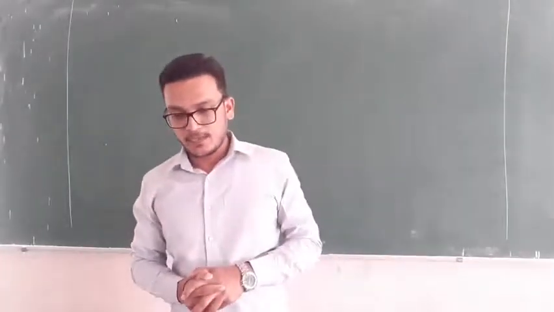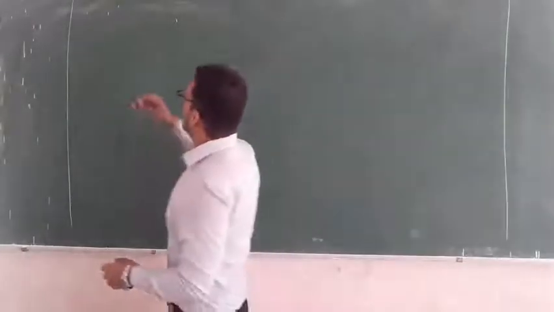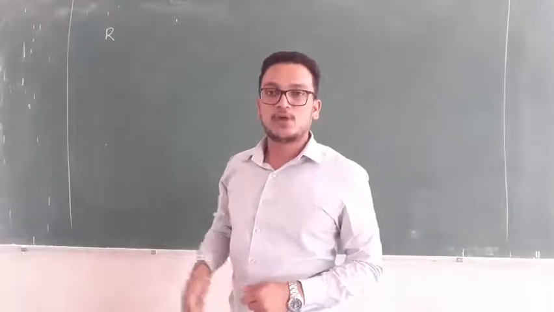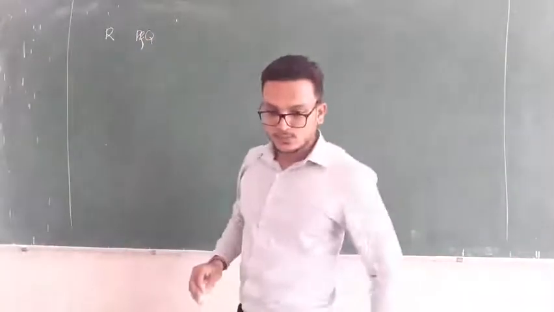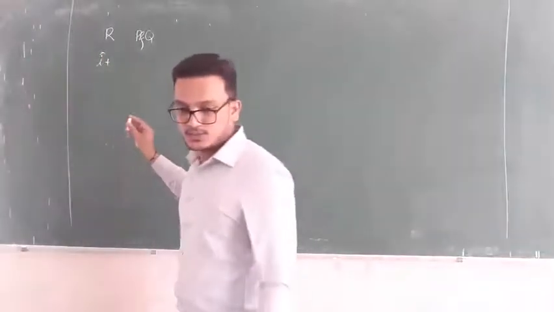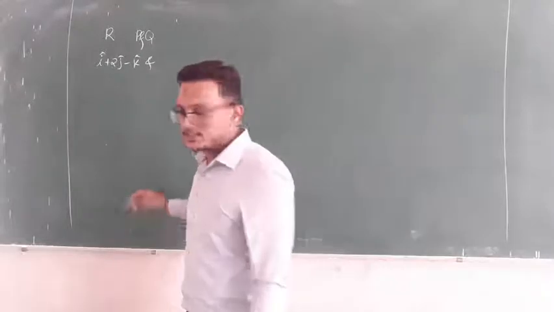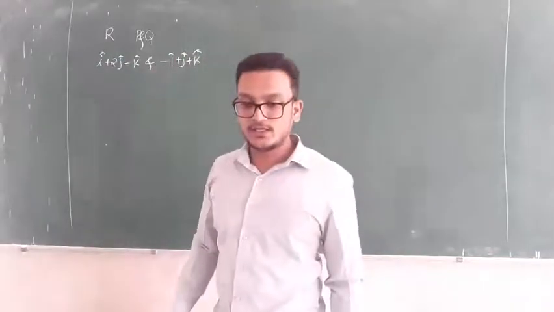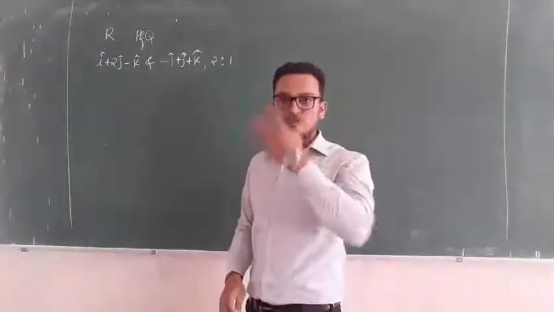So the question is, find the position vector of the point R which divides the line joining points P and Q, whose position vectors are i plus 2j minus k and minus i plus j plus k respectively in the ratio 2 is to 1. So question is what here?